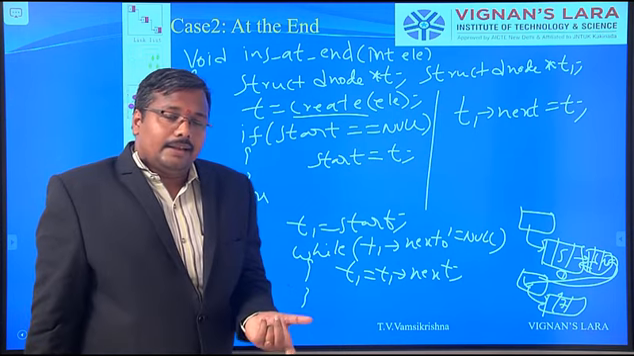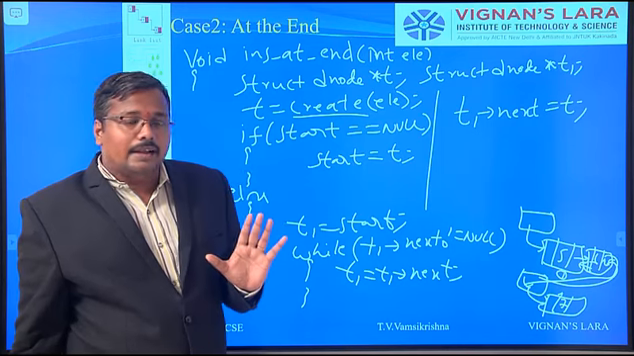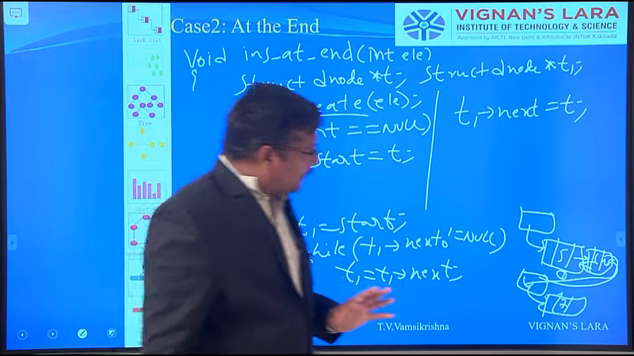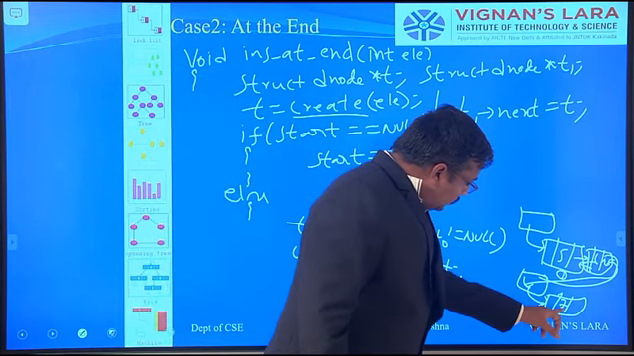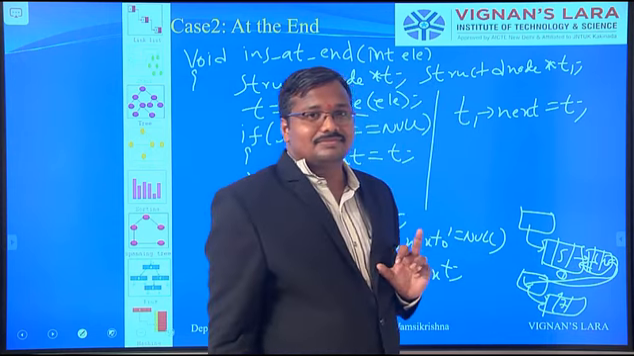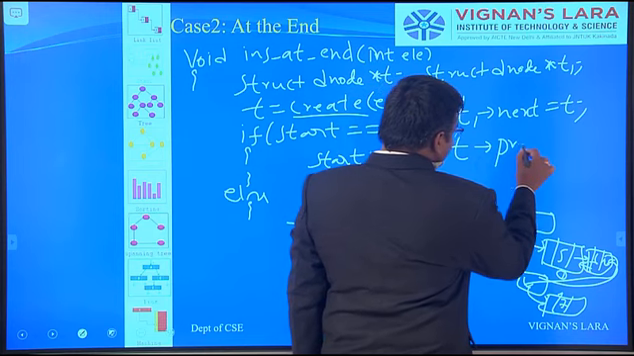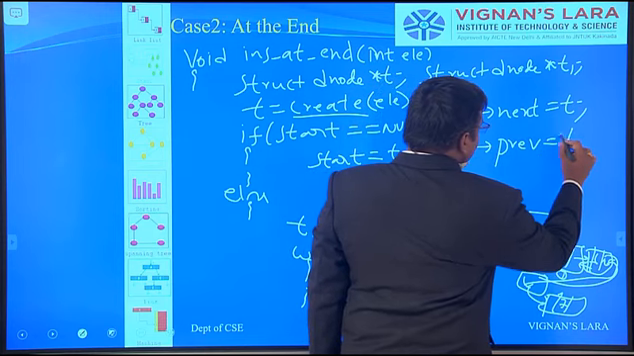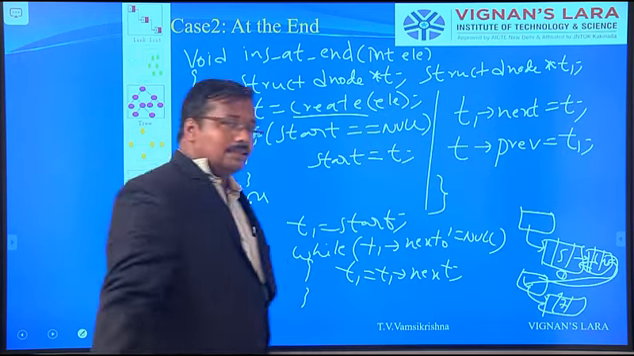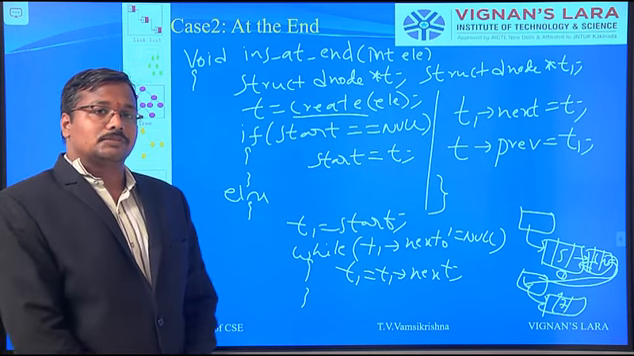In addition to that, we need to update the previous node address also. So what is the previous node? The newly inserted node's previous node address is the last node address. Means for the newly inserted node, T of previous is equal to T1. So, close. This is the insert at end function.